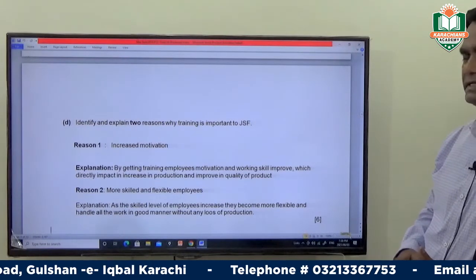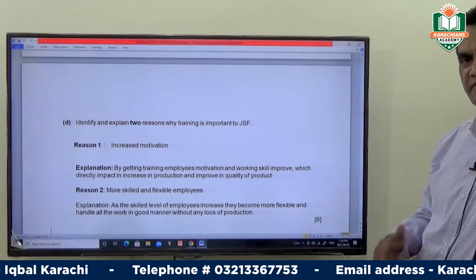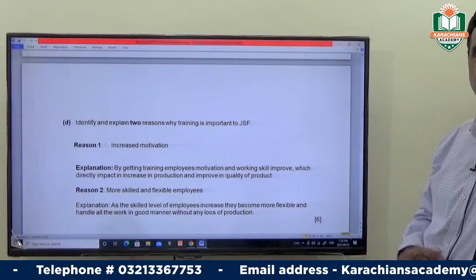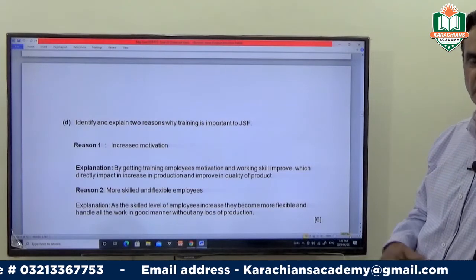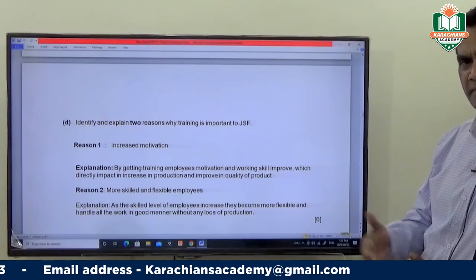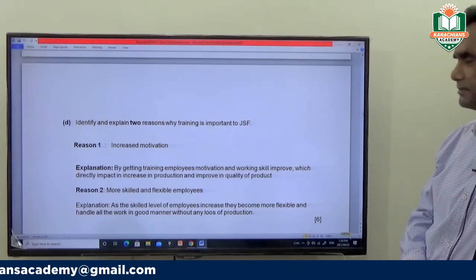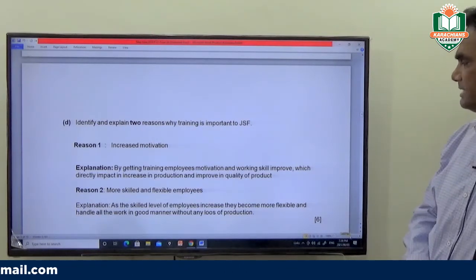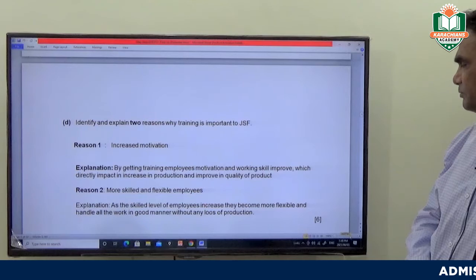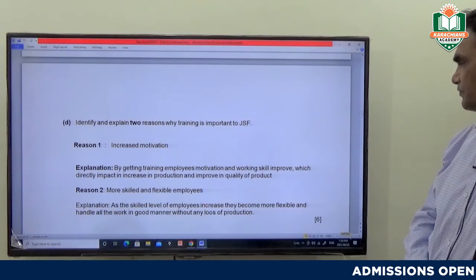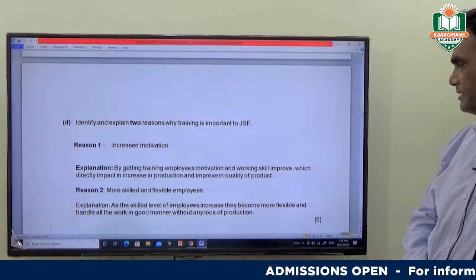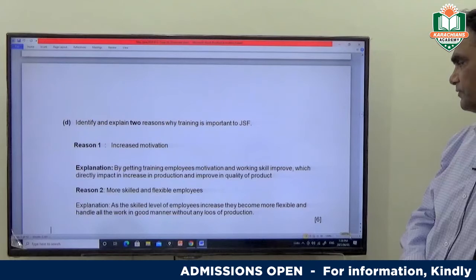Number two, more skilled and flexible employees. If we have a good training system, it means we have more flexible and skilled workers, which really helps in our production and day-to-day changes or day-to-day requirements. Explanation: as the skill level of employees increases, they become more flexible and handle all the work in a good manner without any loss of production.